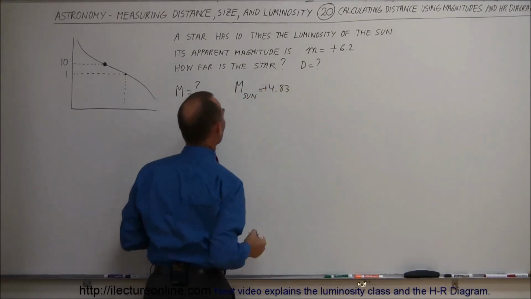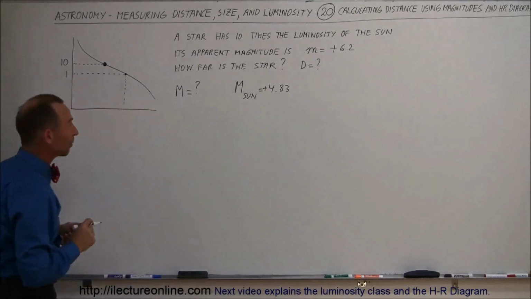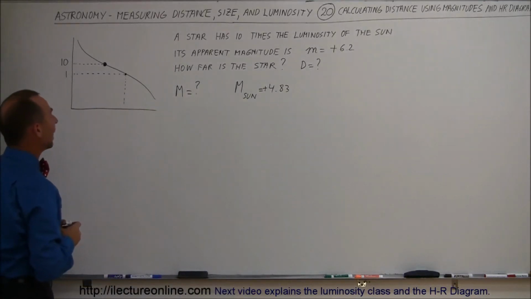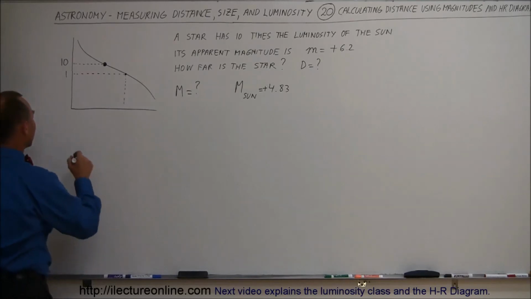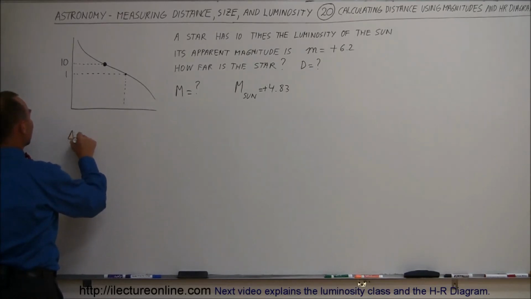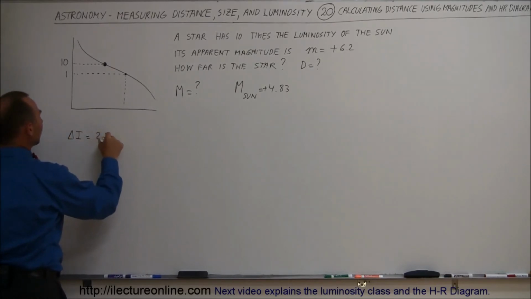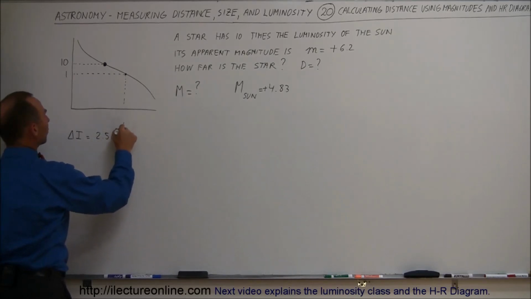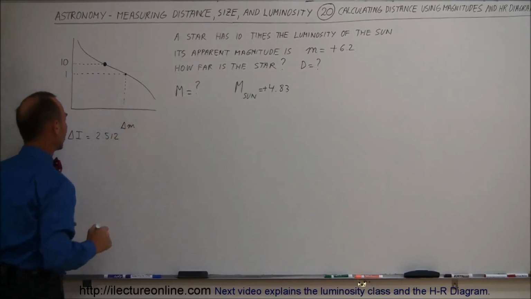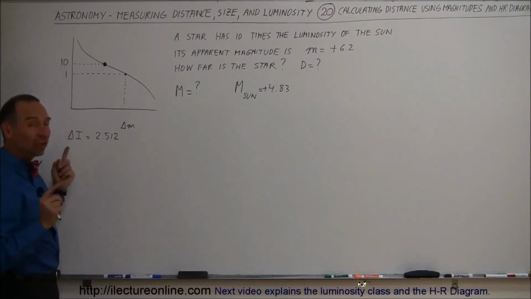Of course, that's a plus 4.83, not a minus. We don't have that bright of a star that will live nearby. And then we realize that the change in the intensity is equal to 2.512 raised to the change in the magnitudes. All right, so we are given the change in intensity.